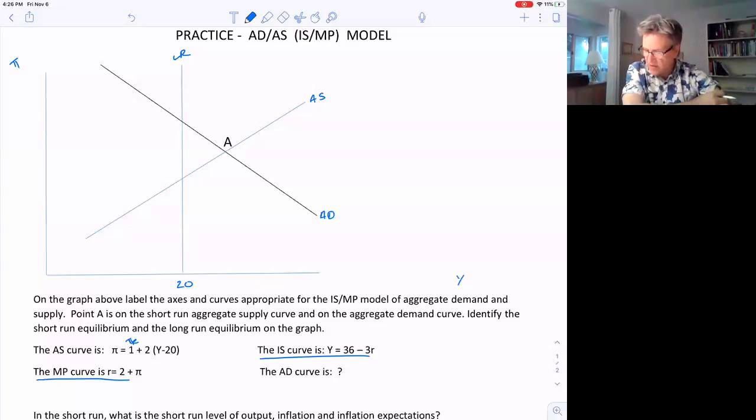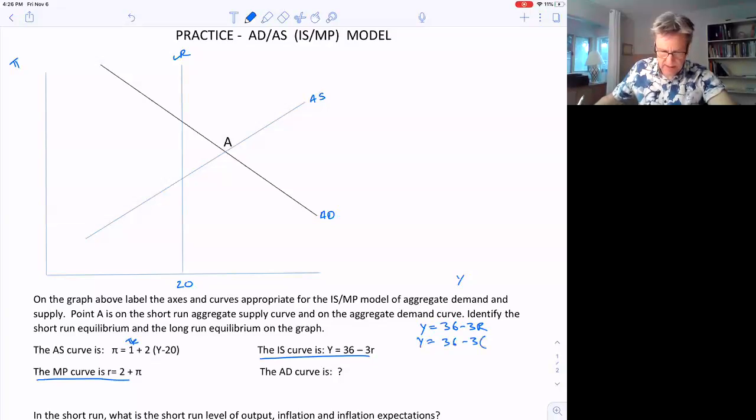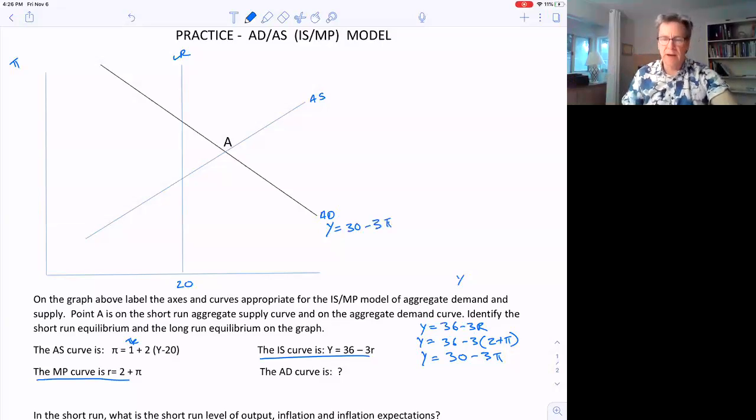So to solve for the aggregate demand curve, we need the IS curve and the MP curve. And we can calculate that. Y equals 36 minus 3R. Y equals 36 minus 3 times (2 plus pi). And I get y equals 30 minus 3 pi as the aggregate demand curve. So we'll say y equals 30 minus 3 pi here.